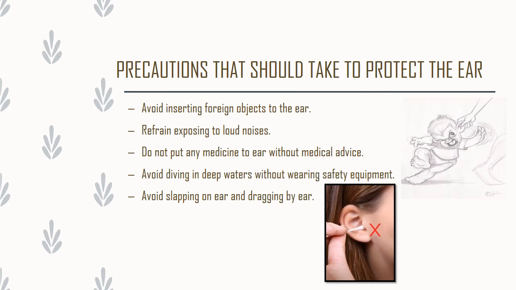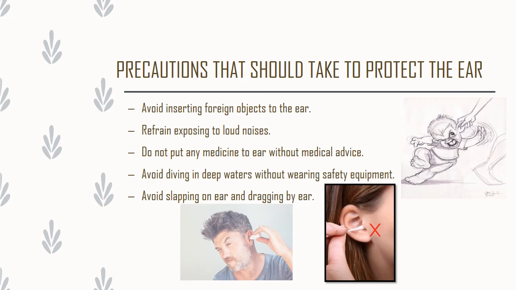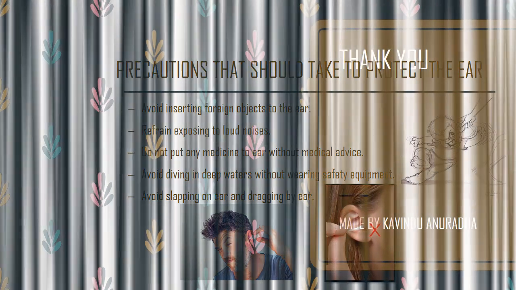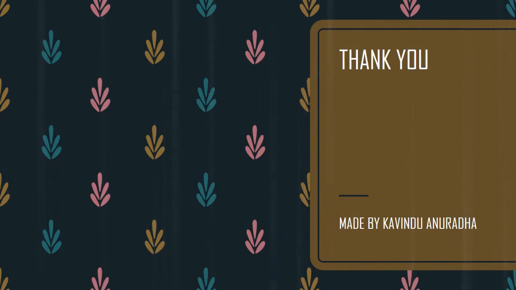Defects of the human ear: impaired hearing, deafness, hardening of ossicles are the defects of the ear found at present. Hearing aids can be used as a remedy for loss of hearing. Precautions that should be taken to protect the ear.